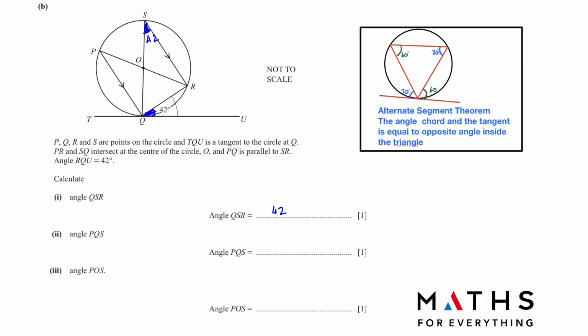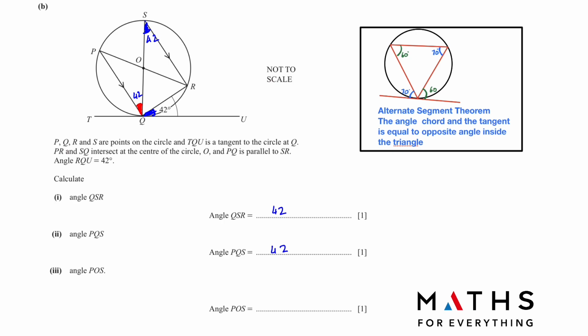So the angle between the chord and the tangent is equal to the opposite angle inside the triangle. So if the outside angle is here, it is equal to the opposite angle in the triangle. Then we have angle PQS. So we want to know this angle. As you can see, these two lines are parallel. If two lines are parallel and they make a Z, that's alternate interior angles, they are equal. So this is also going to be 42.